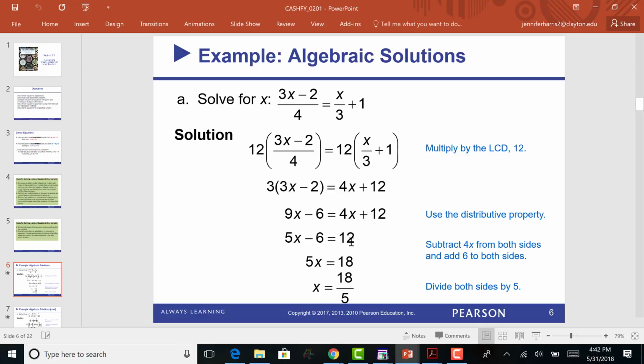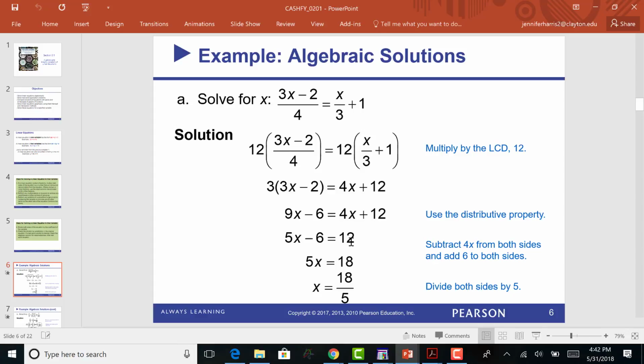Alrighty? So now I only want to deal with what's on top. What's on top? Tell me what's left on top. Okay, so do I distribute this 3 times everything in that parentheses? Okay, so 3 times 3 is? That's 9x minus 6 equals 4x plus 12.